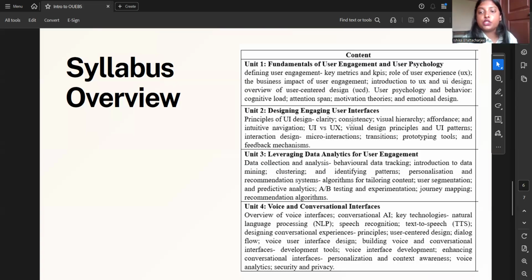Next, we are going to cover visual design principles and UI patterns. In this, we are also going to see UI principles. After that, we are going to learn about interaction design, micro interactions mainly. Then we are going to cover transitions, prototyping tools, and feedback mechanisms. So these are the things we are going to learn about designing engaging user interfaces.